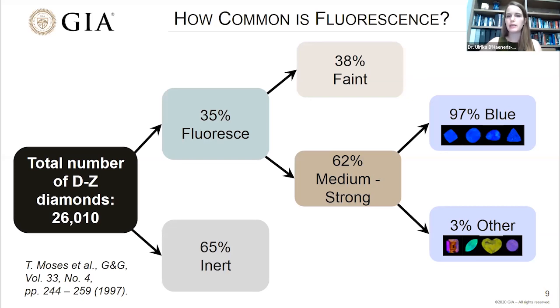Out of the fluorescing diamonds, 38% had faint fluorescence, whereas 62% had medium to strong. Now, looking at that smaller group of medium to strong diamonds, we saw that 97% of the stones fluoresced blue, whereas only 3% had some other fluorescence color, so orange, green, yellow, purple, etc.